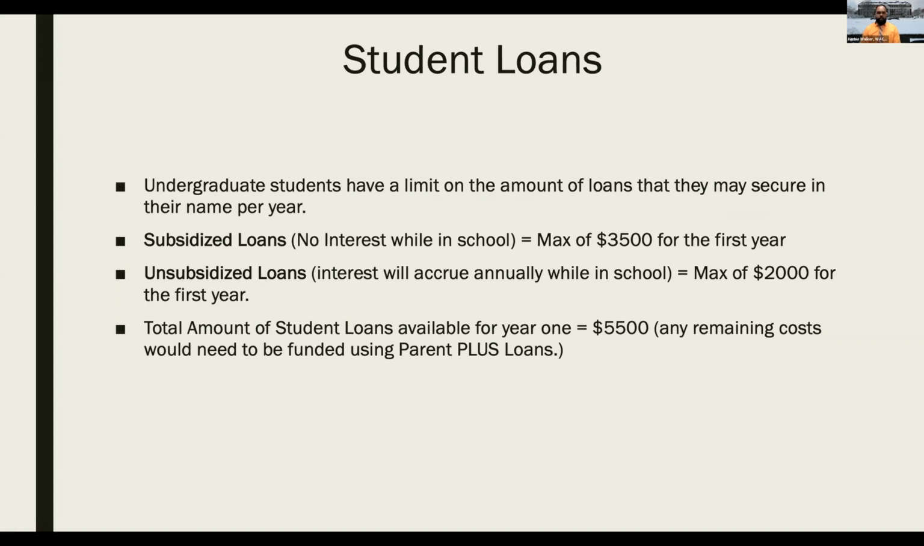The max is typically $2,000, but I have seen it a little higher depending on the institution. You're not going to see an unsubsidized amount of like $10,000 for your first year. That's very unlikely, but it's always going to be right around the $2,000 to $3,000 range. The total amount of student loans available for year one is typically about $5,500. Anything remaining is going to need to be funded by a Parent Plus loan, and that is a separate application that does not involve the student. Your parents have to go through an application process, and the university often helps you with that.